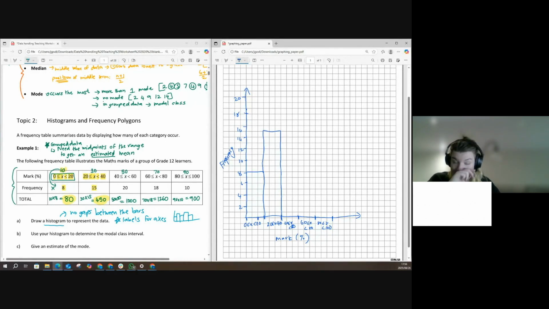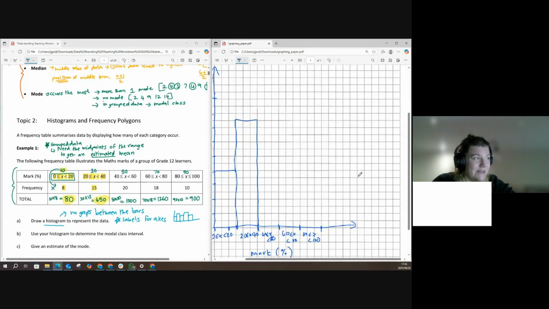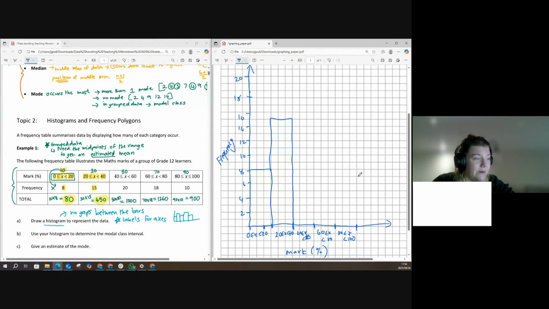Okay, don't forget to let me know when you finish with the histogram in the chat so that I know when you're done. And please excuse my very, very messy histogram. I will try and fix it up while you guys are working.